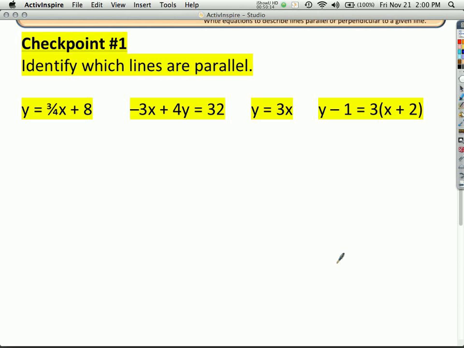Okay, so let's see what we got. Team D and Team B. Team D, what do you guys conclude? 1 and 2 are, and then 3 and 4 are? Okay, Team B, what do you think? Kayla, you go ahead and speak. Equation A and B are parallel. Equation C and D are parallel. I'm assuming you're going left to right, A, B, C, D? Yes. Okay. So, we have two teams that think these two are parallel and that these two are parallel.